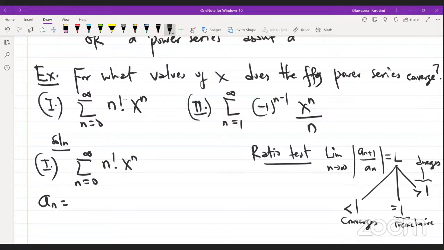So what is a sub n? Now, how do you know it's a power series? I think we already answered that, by the definition we gave. Power series always look like this guy. Be on the lookout especially for this variable part. But in this case, my a sub n is just n factorial x to the power of n. Let me write this down. This is my a sub n.